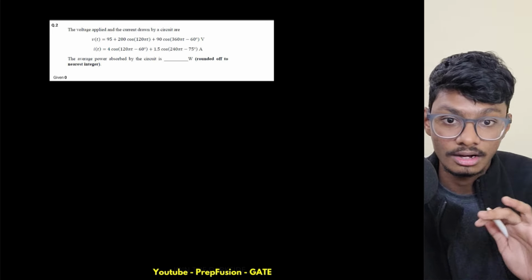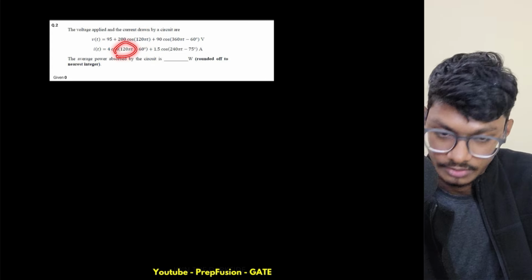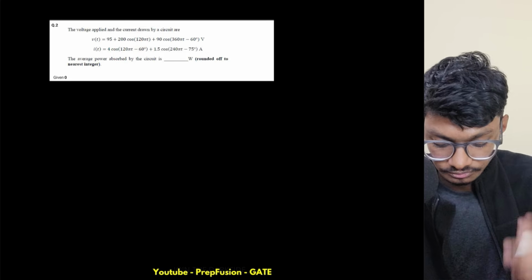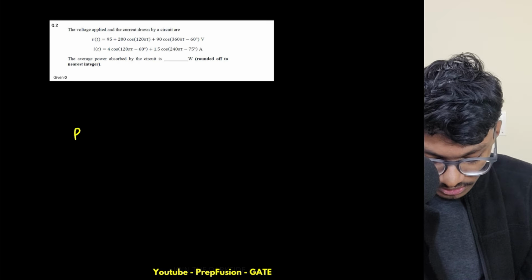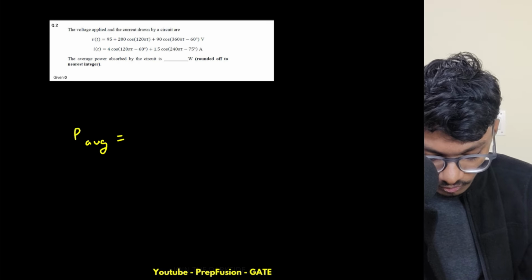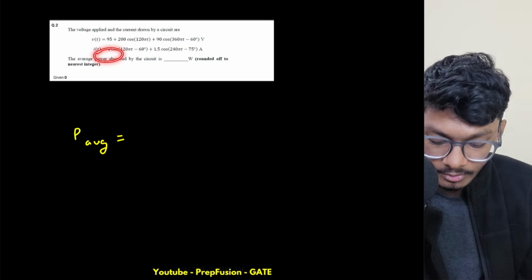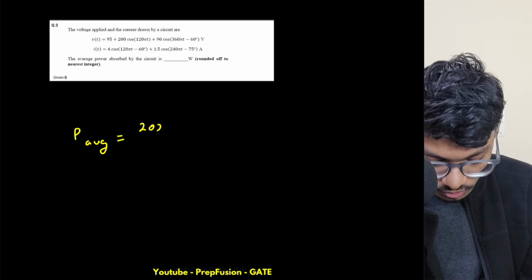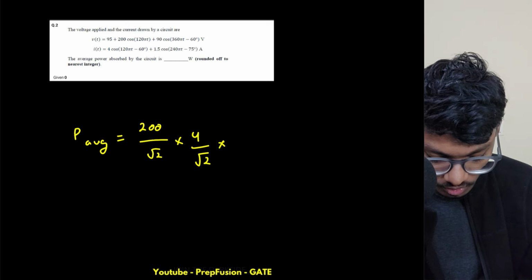Now which are not orthogonal? This is 120 pi and this is also 120 pi. So the frequencies are the same, but the phase difference is 60 degrees. So these two signals are not orthogonal, and this will contribute some power. What is the value of the power? It is simply Vm upon root 2 into Im upon root 2 into cos phi. So Vm is 200, divided by root 2, into Im 4 upon root 2, into cos phi. Phi is 60, cos 60.